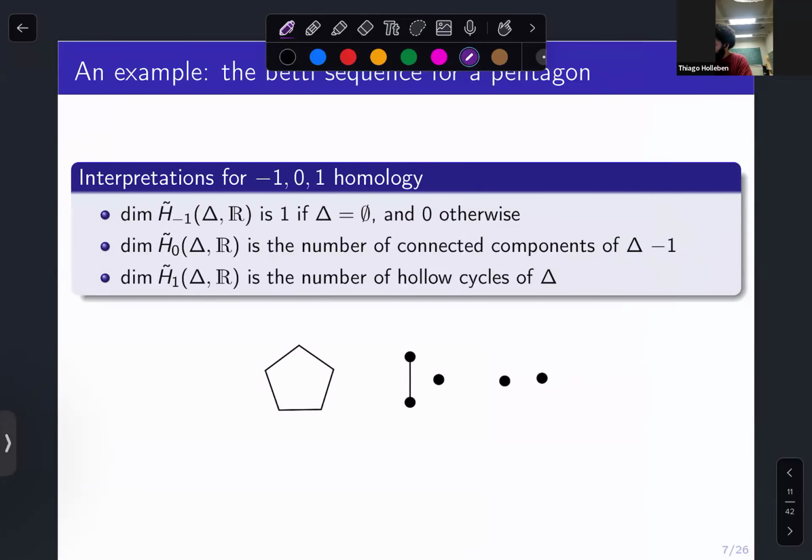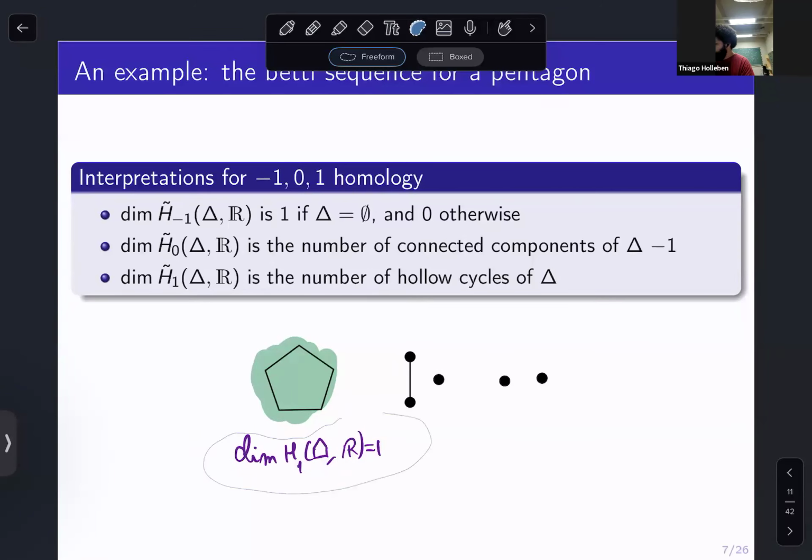So if you have a pentagon, let me put it in green. The actual pentagon is what you get if you choose the whole complex, right? And this has one homology. So dim H1 of, let me draw a little pentagon, with real numbers, is equal to 1. Okay? And this is what we get when we pick the whole thing.